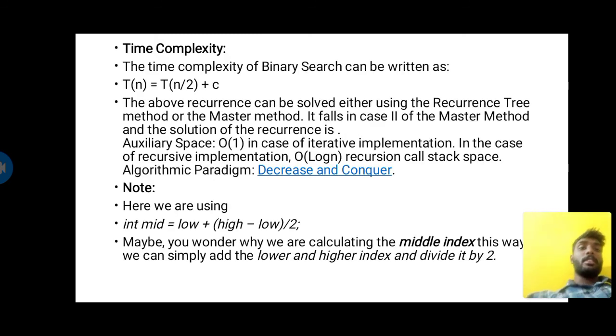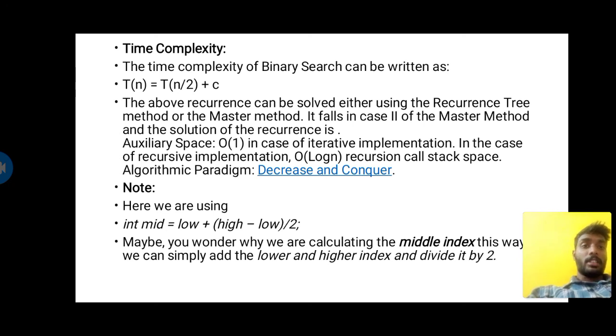Time complexity: the time complexity of binary search can be written as T(n) = T(n/2) + C. The above recurrence can be solved either using the recurrence tree method or the master method. It falls in case two of the master method, and the solution of the recurrence is O(log n). Auxiliary space: O(1) in case of iterative implementation. In the case of recursive implementation, O(log n) recursion call stack space. The algorithmic paradigm is decrease and conquer.